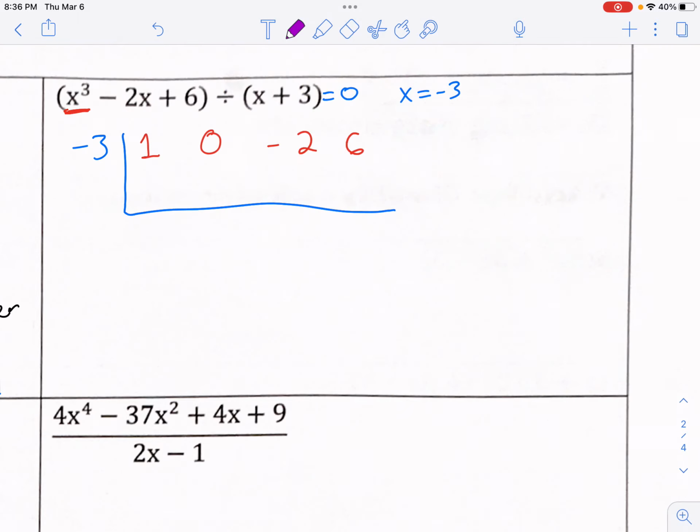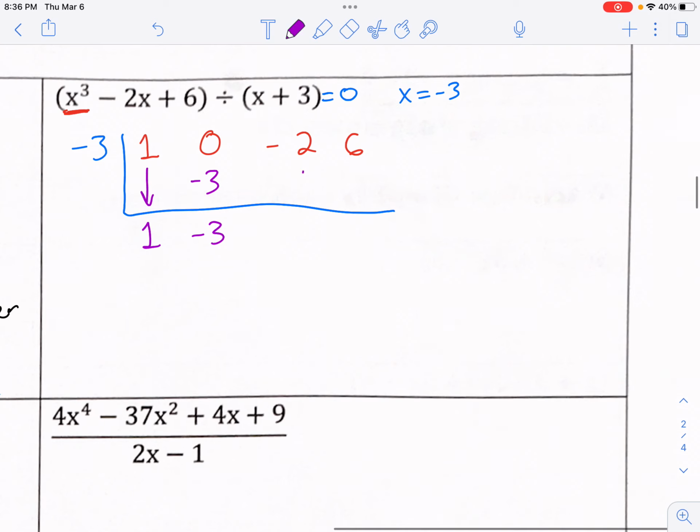After that, let's do our process. Okay, drop down the first one. You always drop down the first one. And now we need to multiply to go over. So negative 3 times 1, I get negative 3. I'll add going down again. That's how we do this. We get 0 plus negative 3, that's negative 3. Now I multiply. I should get 9. And then I add. I get 7. Multiply. Negative 21. The last one should be negative 15.